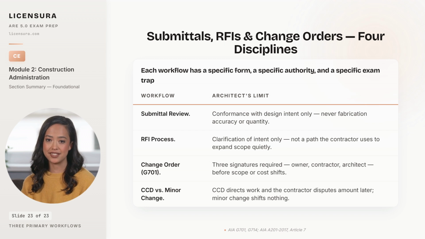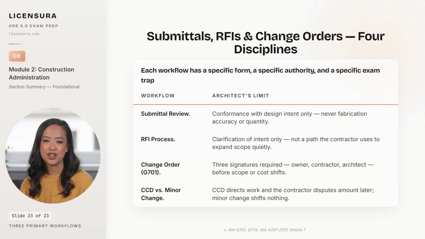The RFI process is clarification of design intent only. A clarifying question gets a clarifying answer, but an RFI that proposes a substitution or expands scope must be routed through the change order workflow, or the architect has authorized a scope change without the owner's signature. The change order, G701, requires 3 signatures: owner, contractor, and architect, before any scope, time, or cost shift becomes part of the contract, and the absence of any one signature means the work proceeds at risk.